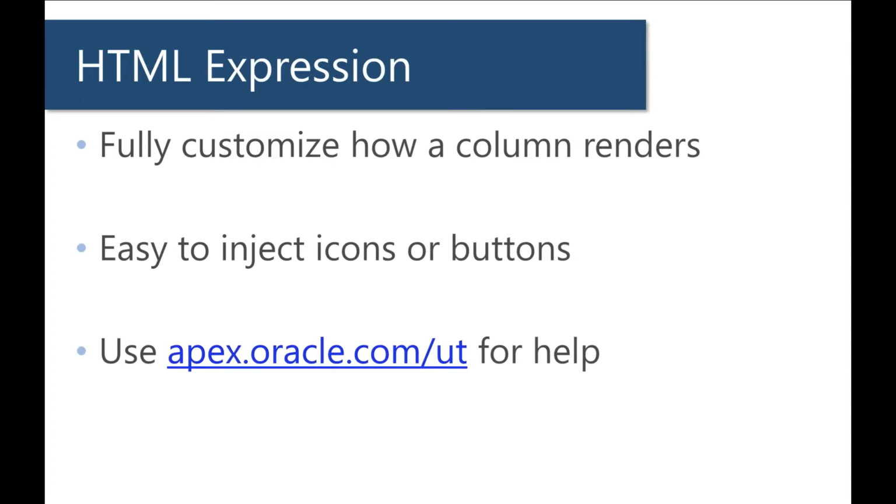The next thing that I'd like to talk about is that sometimes Apex, even though it offers options for us to declaratively change how something looks, sometimes it's not exactly what we want. And so we're going to talk about a particular property that I love. It's called HTML expression. And it allows developers to fully customize how a column is going to render or be displayed.